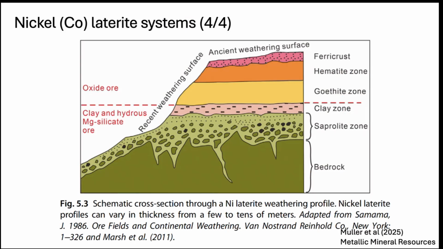Okay. And this is just a cartoon from the textbook, basically showing a similar thing to the previous cartoon, but it's sort of more stylized. So we have the oxide ore, where we have the nickel and cobalt associated with hematite and goethite, so our iron oxides, or including the manganese oxides, and then where we have it associated with clays or the saprolite zone, which is the weathered ultramafic zone, that's our clay and hydrous magnesium silicate ore.